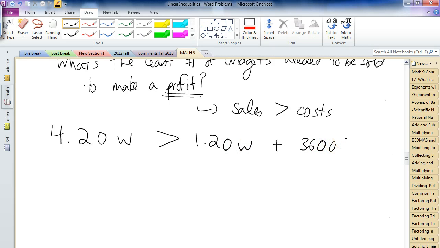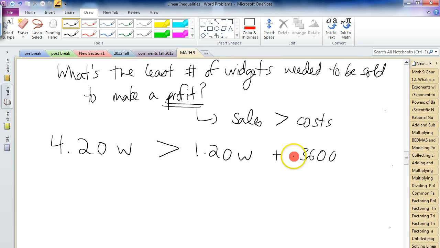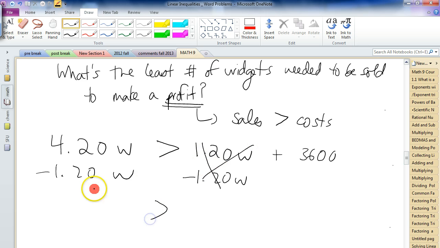And now it's just the math part. I guess the somewhat hard part was translating all this into here. It might take some time for you to figure that out, but hopefully I explained it well enough the first time. You got a variable here and a variable there. Pick which one should I get rid of? Let's pick on the small one. Get rid of 1.20 W, the widgets. Do the same to this side. That's gone. You're left with 4.20 minus 1.20, that is 3W, and 3,600.